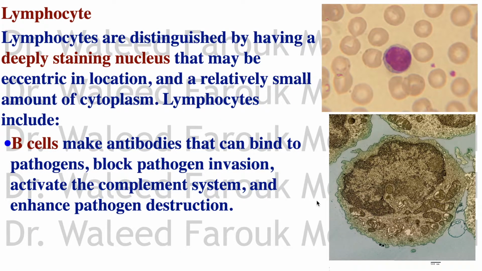Now, lymphocytes have a deep staining nucleus and a relatively small amount of cytoplasm. They are divided into B cells and T cells. This is a picture of a B cell here. The B cell binds to pathogens and activates the complement system in the immune response and ensures pathogen destruction.